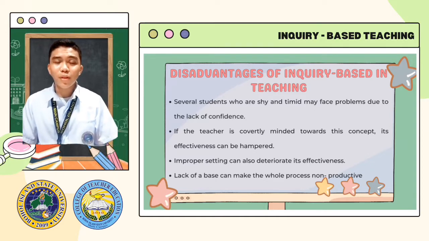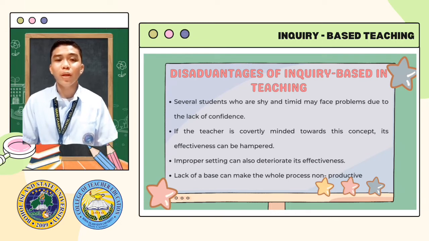Third, improper setting can also deteriorate its effectiveness. A proper system should be developed where every student is provided with the opportunity to put forward their opinions. A mismanaged situation can prove to be not beneficial. Next, a lack of a base can make the whole process non-productive. Hence, a teacher needs to be well versed and encourage the students to steer in the right direction. Sometimes confusion may get created among the students.